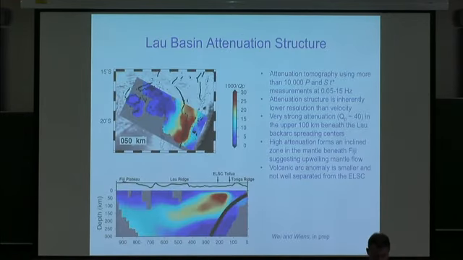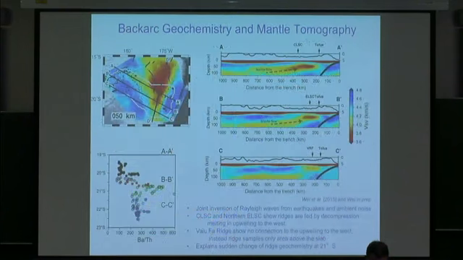And we see a sort of similar structure here on the attenuation structure. Once again, an extremely large attenuation anomaly beneath the backarc spreading center, and it extends deeper and towards the west.